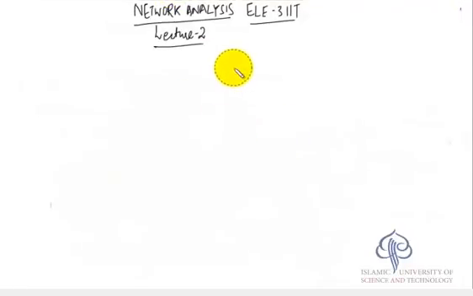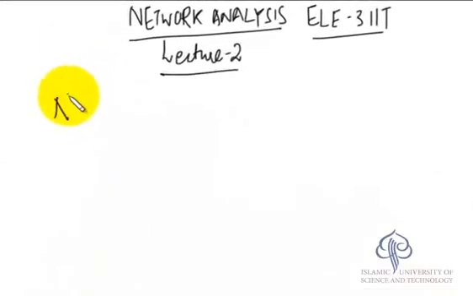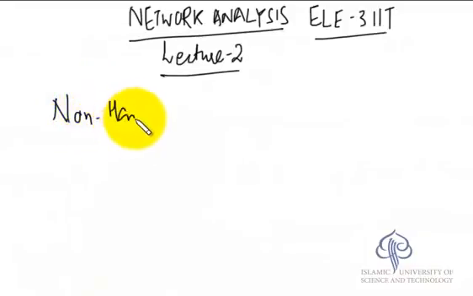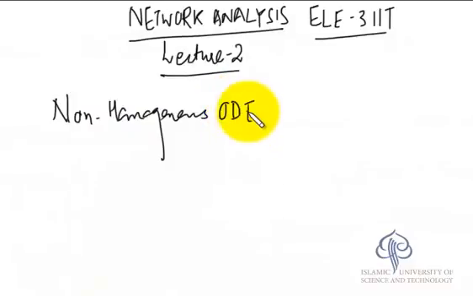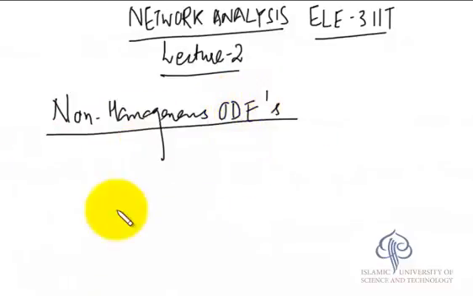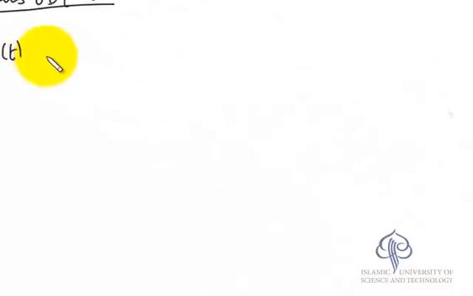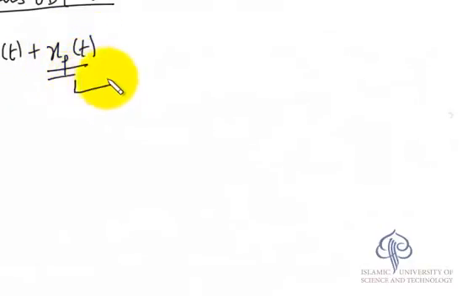Welcome to the second part of lecture 2. In the first part of lecture 2 we saw how to solve non-homogeneous ODEs. We saw that the solution of non-homogeneous ODEs is given by the sum of the complementary function, which is the solution of the homogeneous counterpart, plus the particular integral. The particular integral takes the form of the forcing function f(t) and its derivatives.